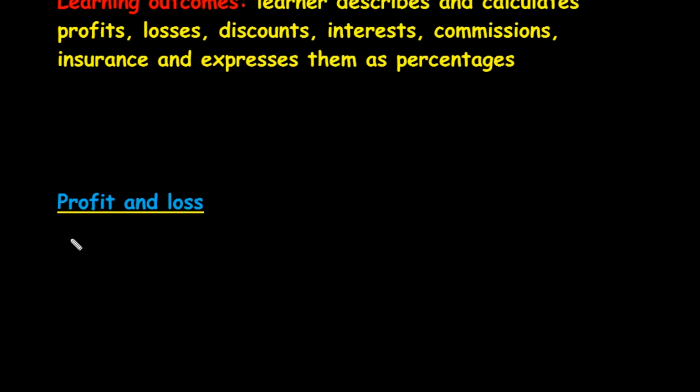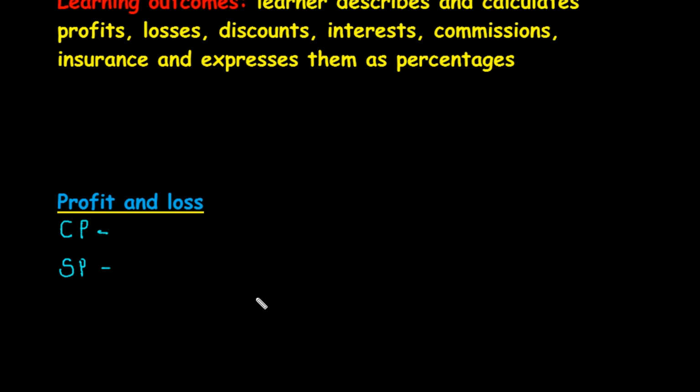Now, before we calculate the profit and the loss, we have to define these two keywords. The first word is CP and the second word is SP. Now, CP is the cost price and SP is the selling price. The question is, what is a cost price? Someone to define cost price.